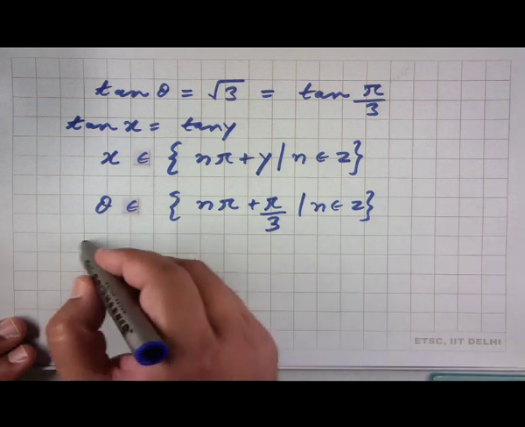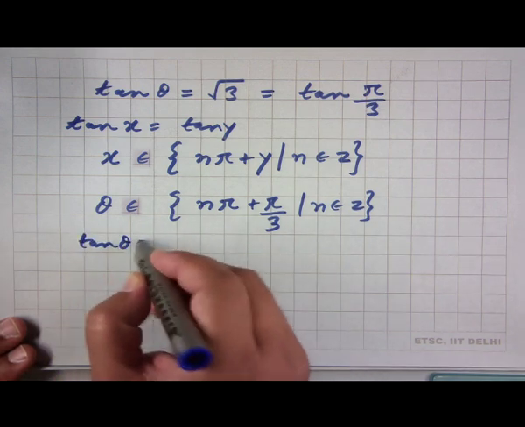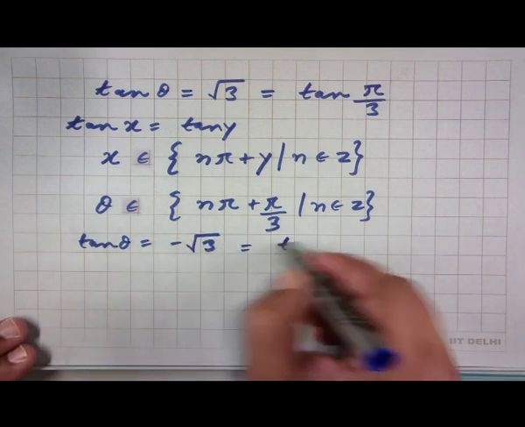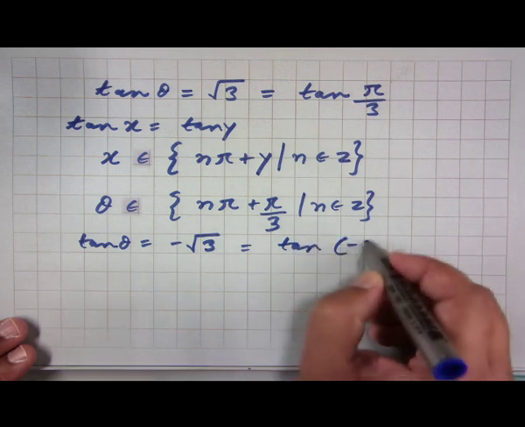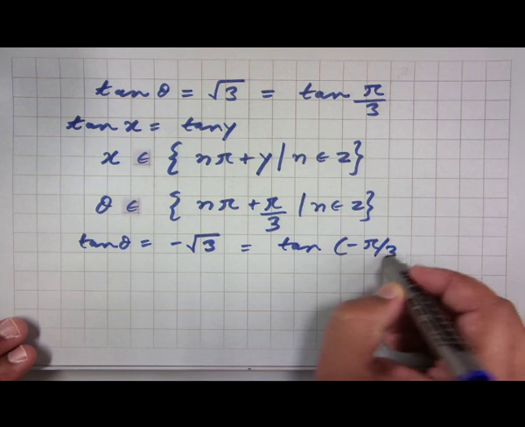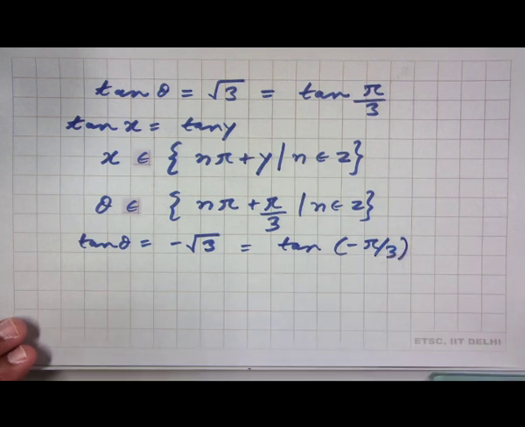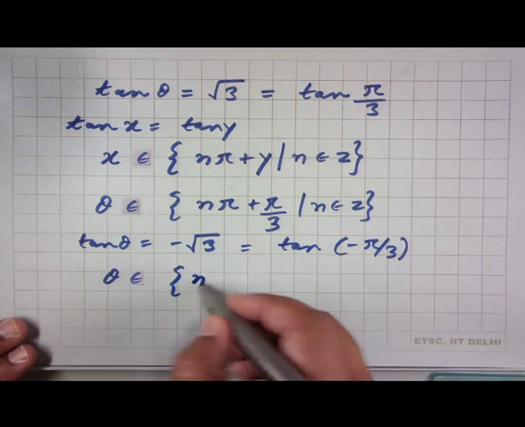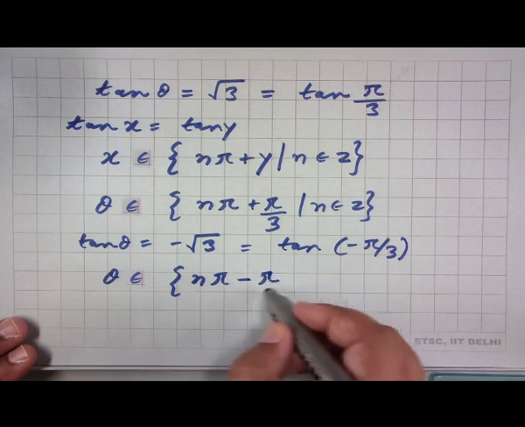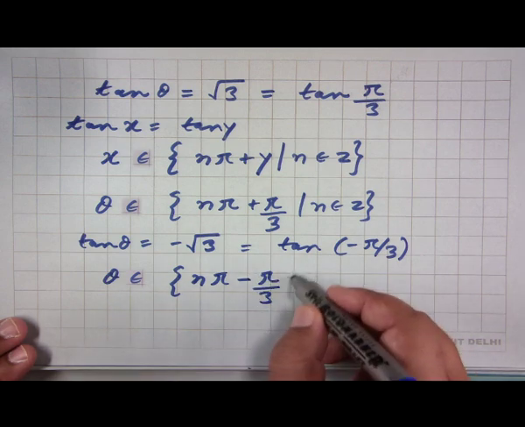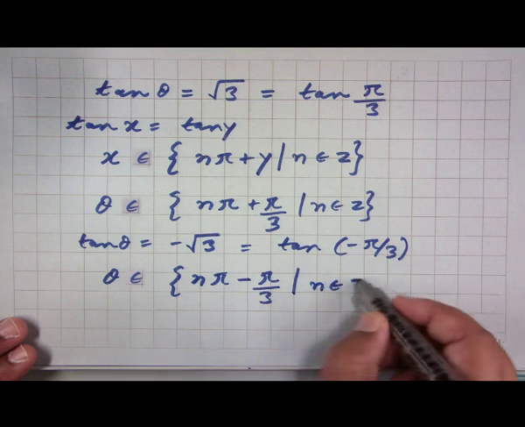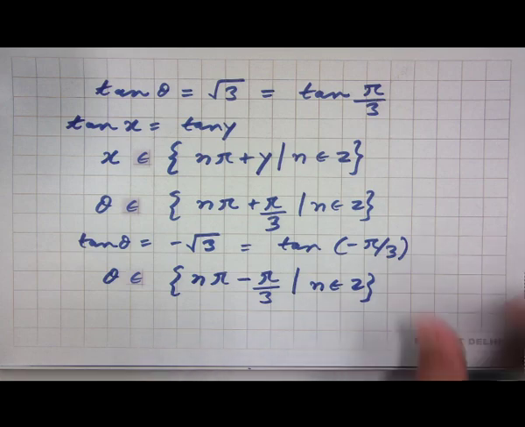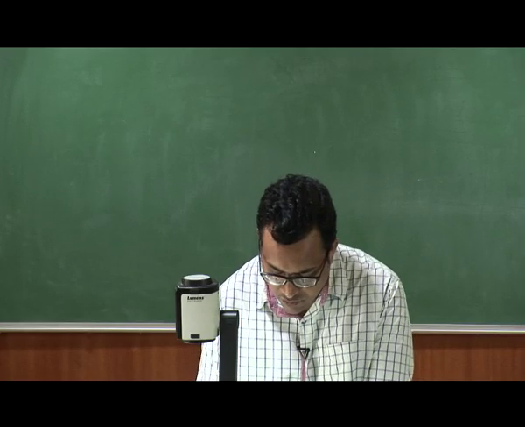and then similarly for tan theta equal to minus root 3, it can be written as tan of minus pi by 3, and for this the solution set will be theta equal to n pi minus pi by 3. So, the final solution to the trigonometric equation.